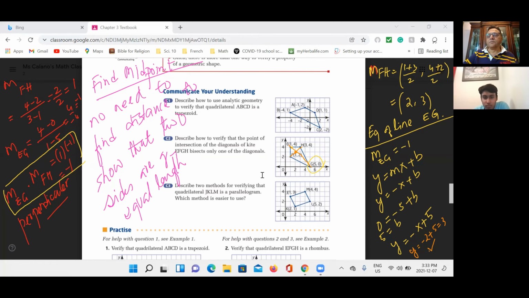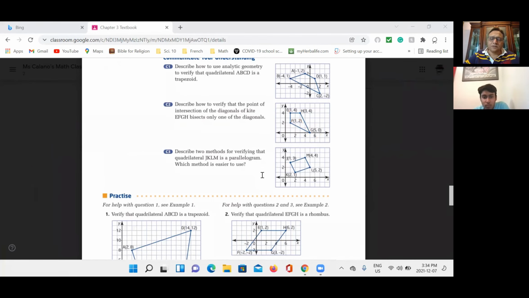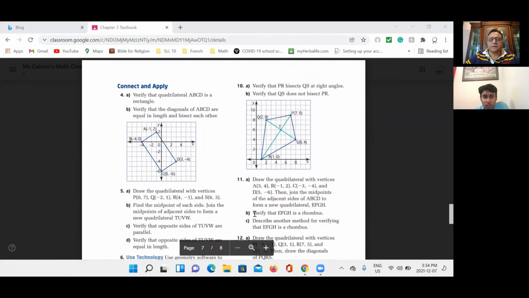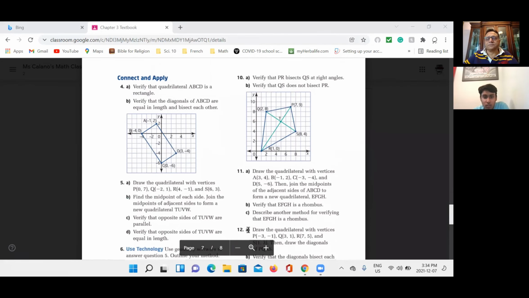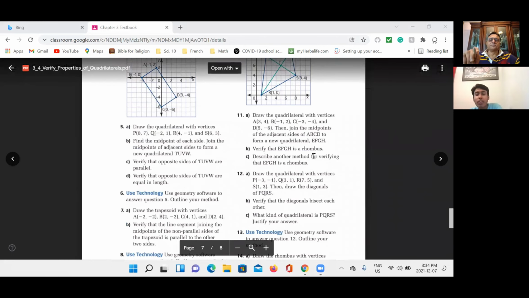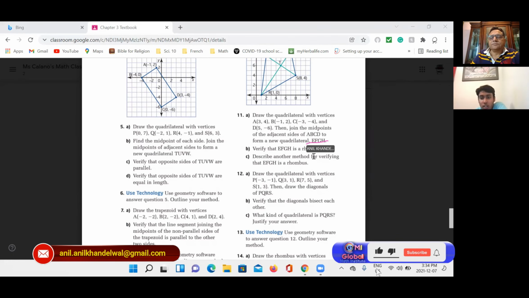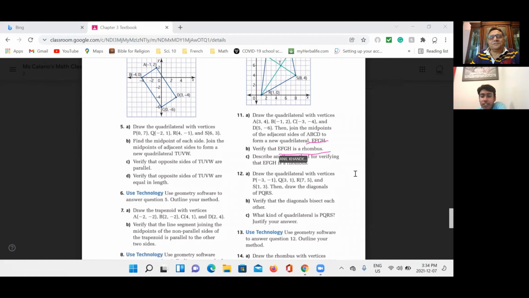We can take up some questions from the exercise, so we can move forward. We'll skip a few easy ones because those types we have already done. Let's move further. Okay, let's see question number 11. Draw the quadrilateral with vertices A, B, C, D. Then join the midpoints of the adjacent sides of ABCD to form a new quadrilateral EFGH. Verify that EFGH is a rhombus and describe another method for verifying that EFGH is a rhombus.